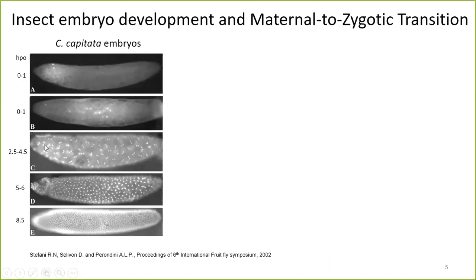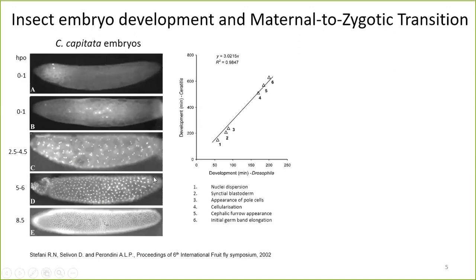And by about 4 hours, you start to have nuclear dispersion, where the nuclei start to disperse from the center of the embryo towards the periphery. And by about 6 hours, you start to form a syncytial blastoderm. The rates at which the different embryos develop in insects can be different, and this is shown here.